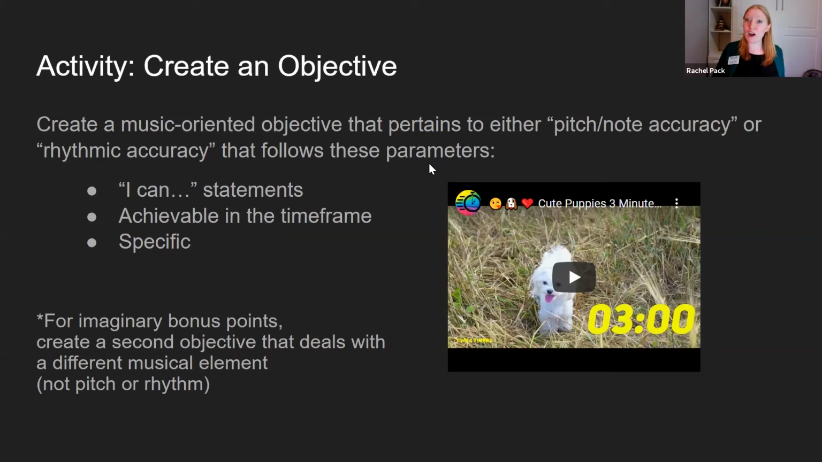If you are feeling confident with your objective that you've created, maybe you got your music out even and you found a spot to work on, it's really accurate for your chorus specifically. If you've done that, for imaginary bonus points, you can then create a second objective that deals with a different musical element. So not pitch or rhythm, something else. Okay, that's kind of like the bonus activity if you have time. I'm going to give you 3 minutes to do this. Good luck. On your mark, get set, go.